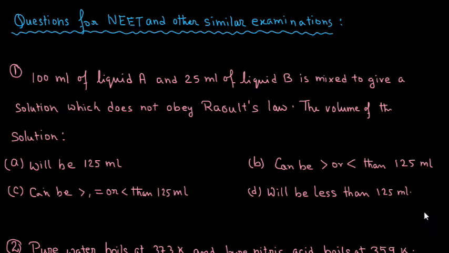Now questions for NEET and similar examinations. So first question is, we have not given the answer here. Please message us if you need the answer. Try on your own. First, 100 ml of liquid A and 25 ml of liquid B is mixed to give a solution which does not obey Raoult's law. The volume of the solution: A, will be 125 ml; B, can be greater than, equal to, or smaller than 125 ml; C, can be greater than, equal to, or smaller than 125 ml; and D, will be less than 125 ml.